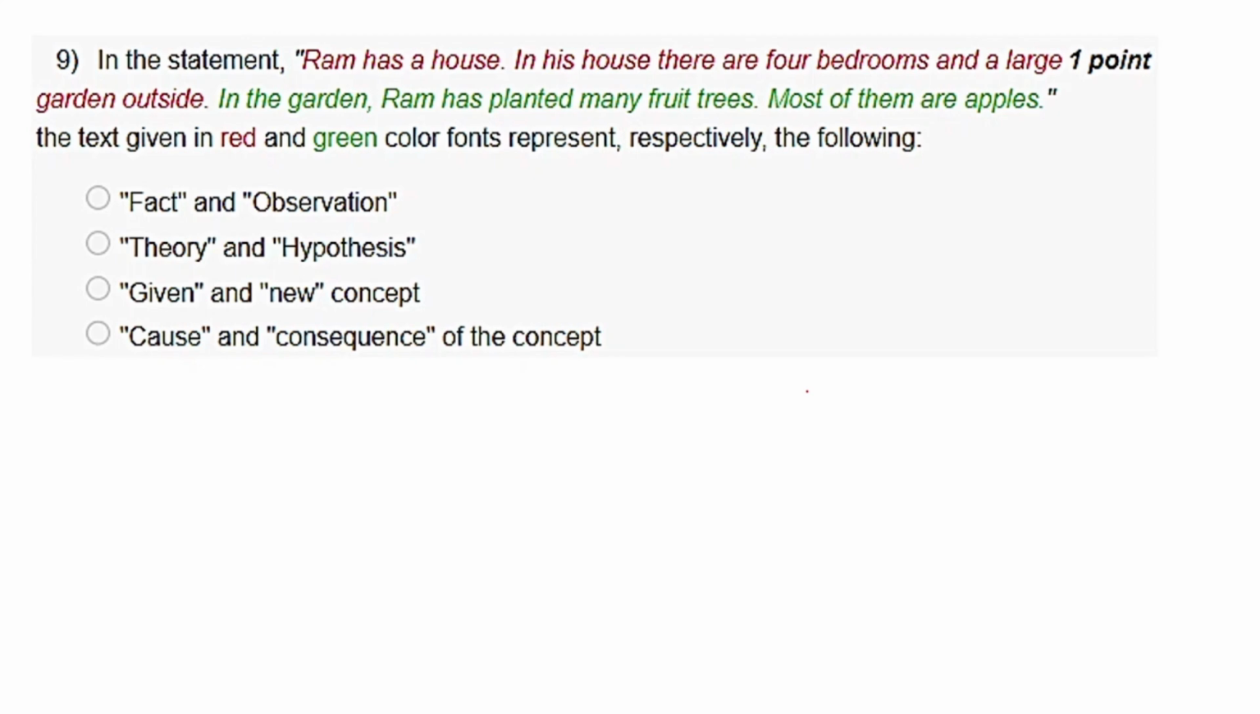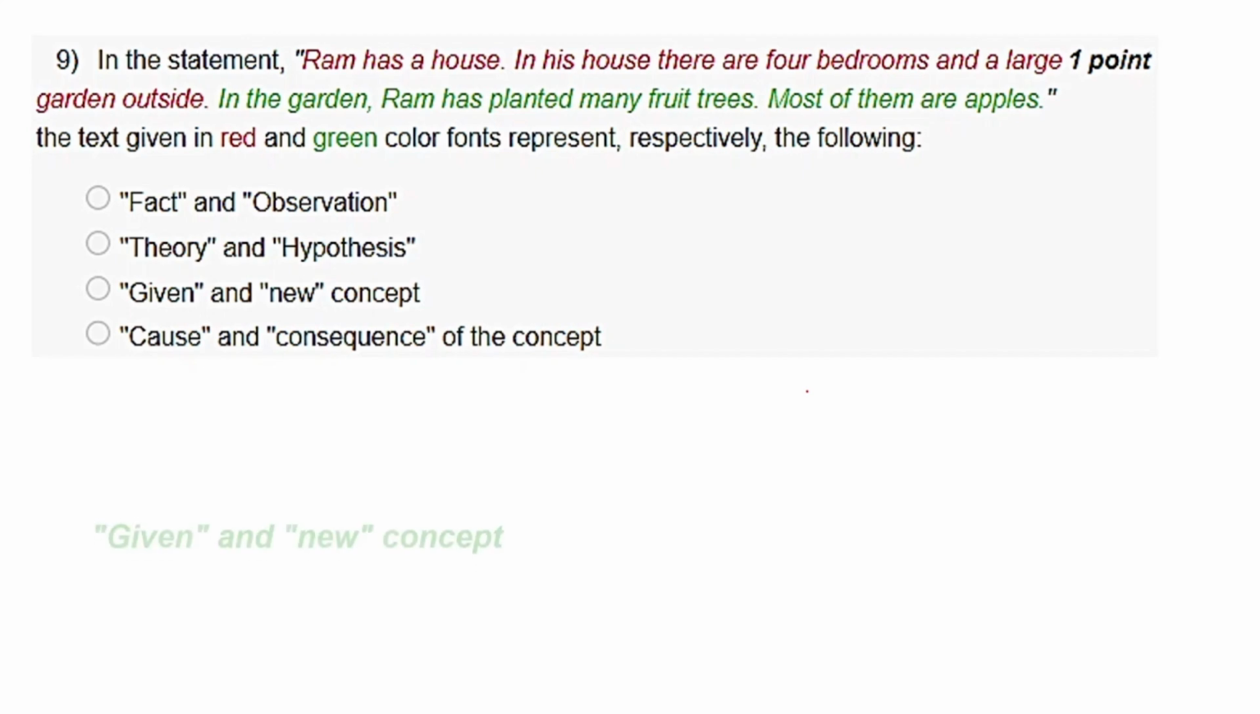So next question, the statement: Ram has a house. In his house there are 4 bedrooms and a large garden outside. In the garden, Ram has planted many fruit trees. Most of them are apples. The text given in red and the green color fonts represent respectively the following. What do you think the red text represents, and what do you think the green text represents? Anybody? Is it fact and observation?